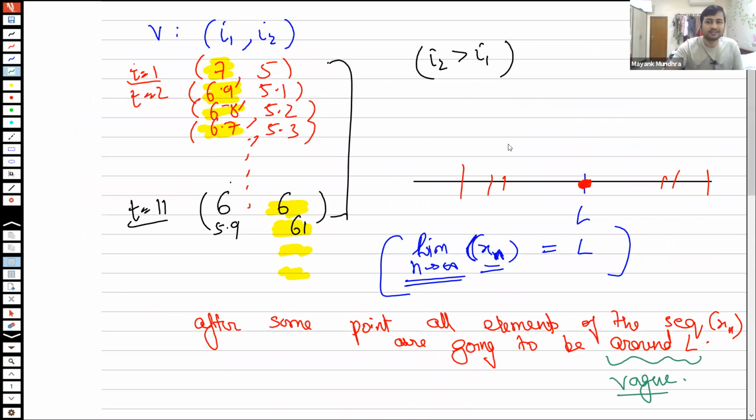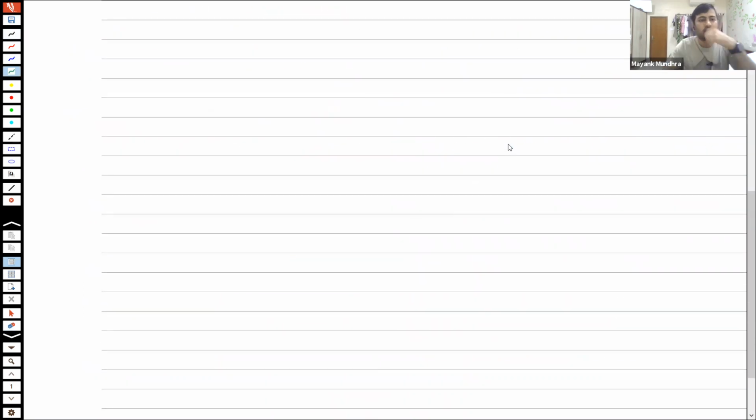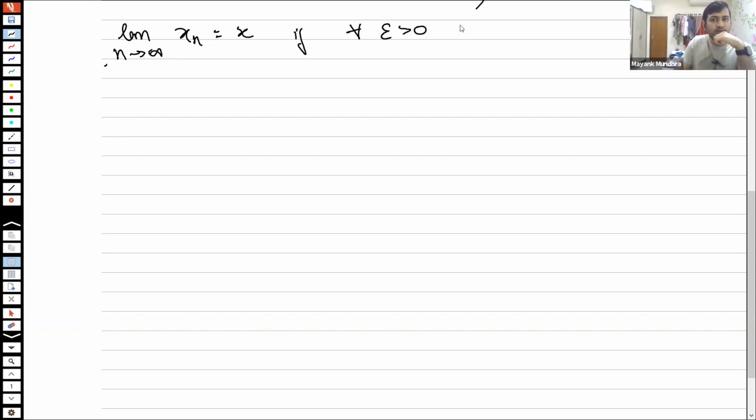So let us look at an example to understand this thing. Let me copy the statement. The statement says that limit n tending to infinity of xn is equal to x if for all epsilon greater than 0 there exists a natural number N such that mod xn minus x is less than epsilon.